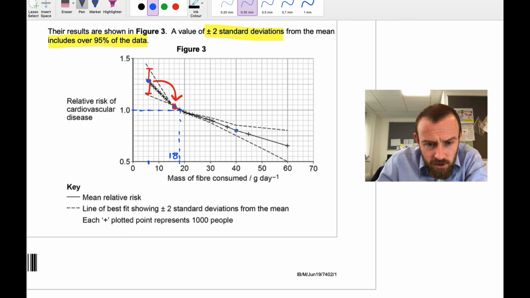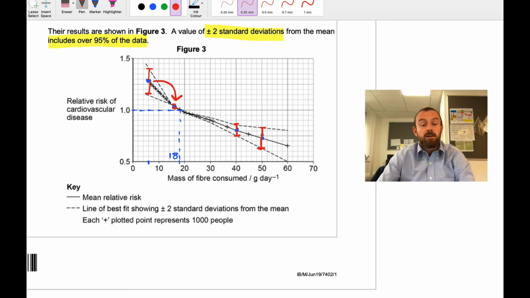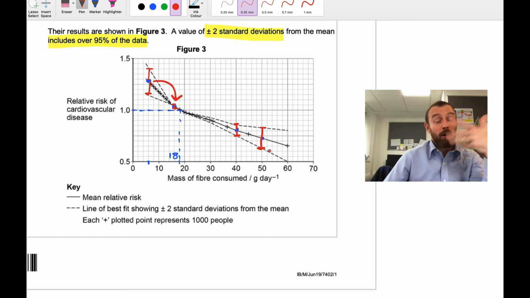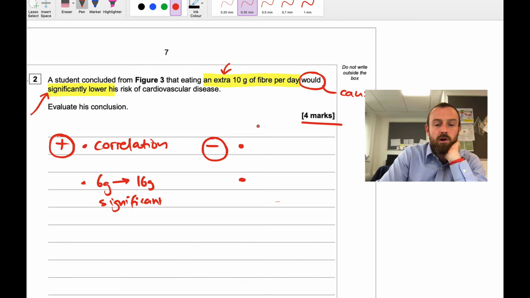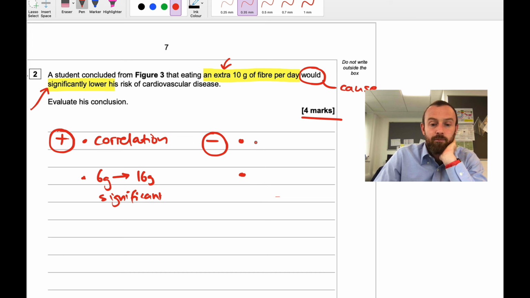Let's say if you were eating 40 grams of fiber a day and then you went up to 50 grams of fiber a day, that's 10 extra grams, right? Well, what's that going to do to you? It's going to do nothing really, because there's the error bar for that one and there's the error bar for that one. So the error bars do produce a small drop, but the standard deviations overlap a lot and there is no significant reduction. So it might even be worth 2 marks for saying that. So 40 to 50 grams, standard deviations overlap. That might even be worth 2 marks.